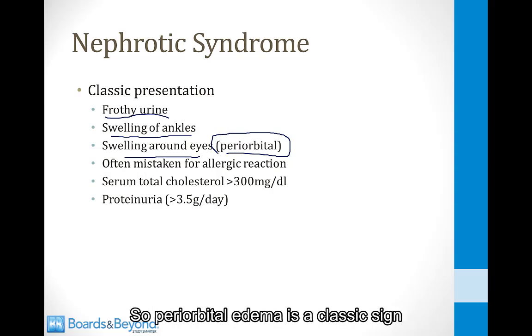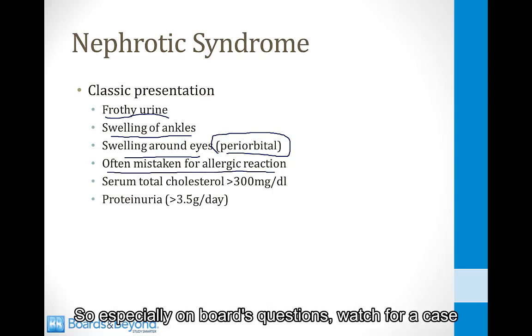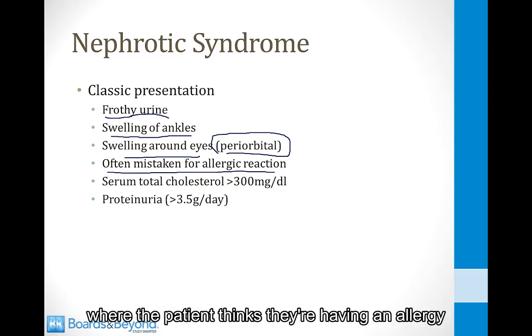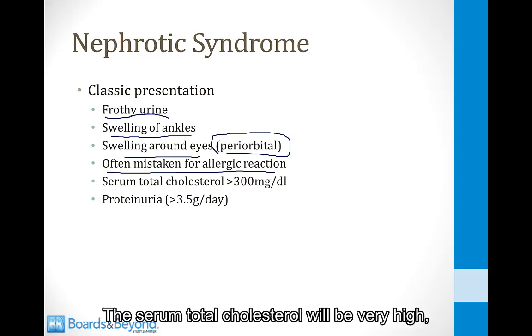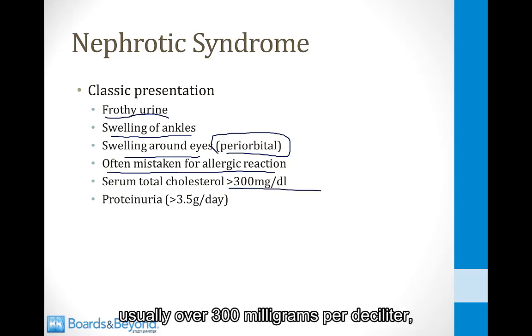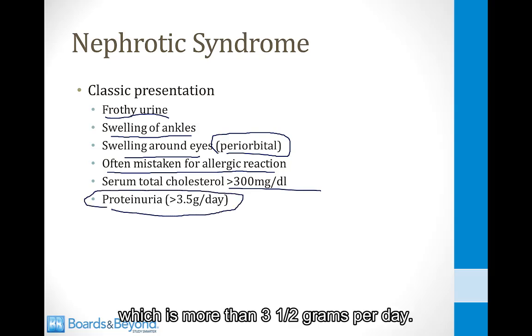So periorbital edema is a classic sign of glomerular diseases. This is often mistaken for an allergic reaction, so especially on boards questions, watch for a case where the patient thinks they're having an allergy, but it's actually nephrotic syndrome. The serum total cholesterol will be very high, usually over 300 milligrams per deciliter. And remember, that's mostly LDL, not HDL. And there will be heavy proteinuria, which is more than 3.5 grams per day.